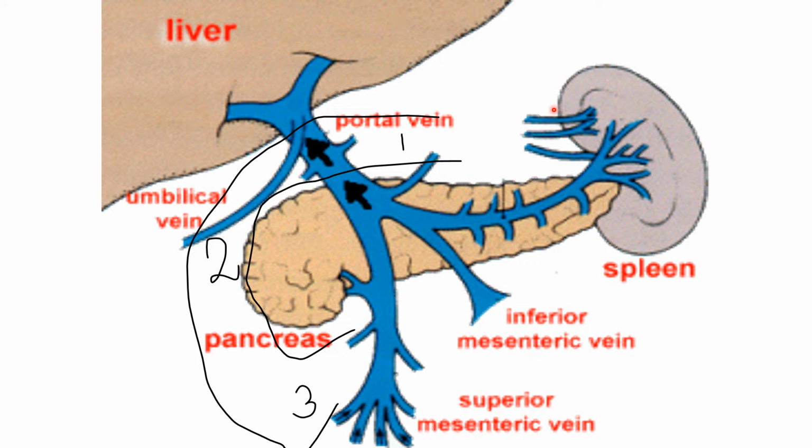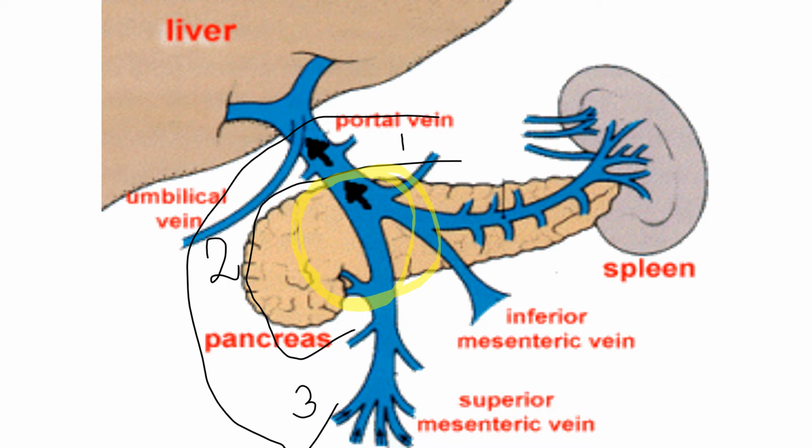Now what we have to understand is the relations of the portal vein. To study the relations, we have to divide it into the infraduodenal part. Infraduodenal part means this part, which is below the duodenum. So you can see in the diagram itself what we have.